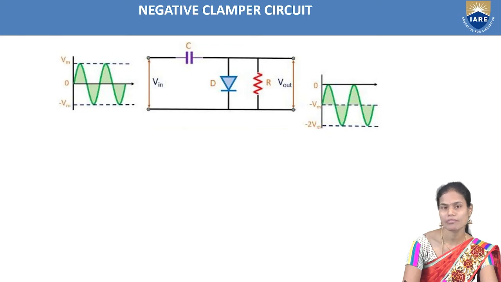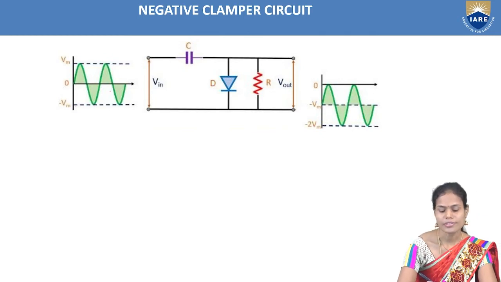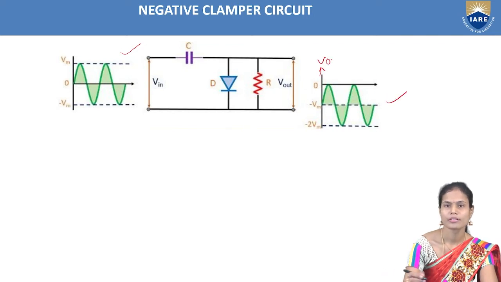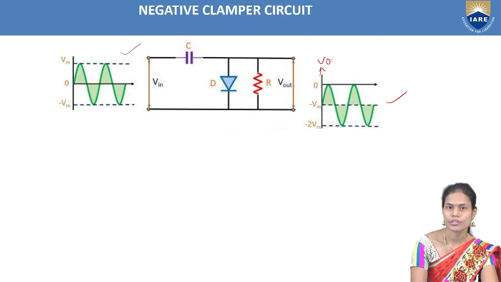But the DC level of the signal should be shifted here. Generally, for an AC signal, the DC value should be 0. But after clamping, you will get some DC value across the output. Suppose we apply this particular input to our negative clamper circuit, our total signal is shifted to the negative direction from the origin. We can observe that on the output wave. Once we see the analysis of this circuit, we can understand how we got this particular waveform.